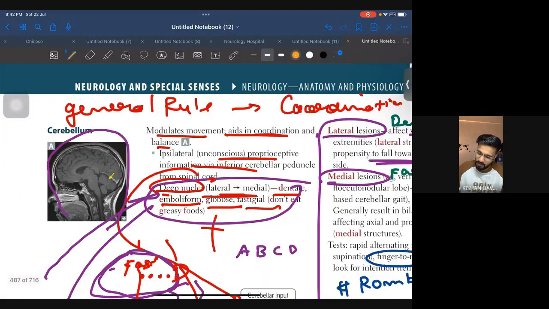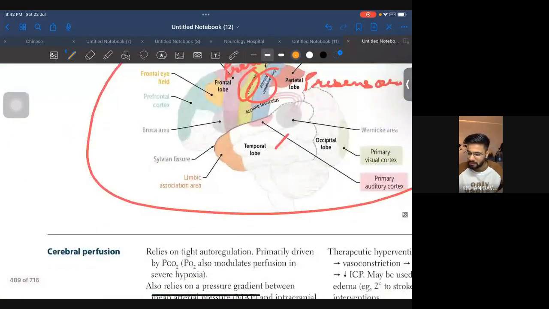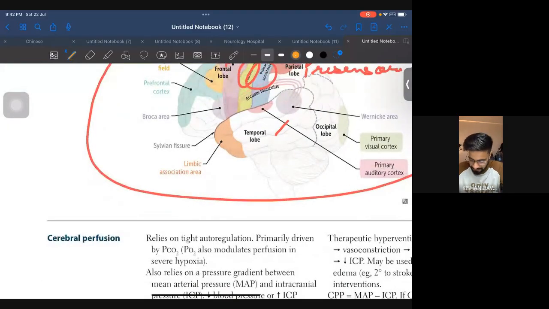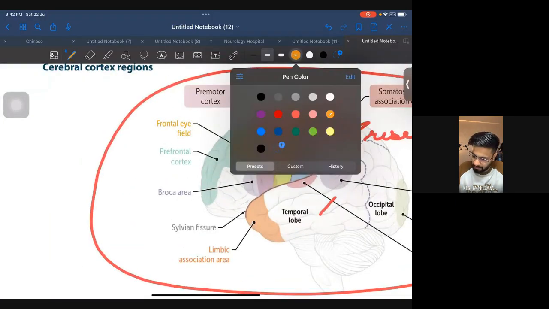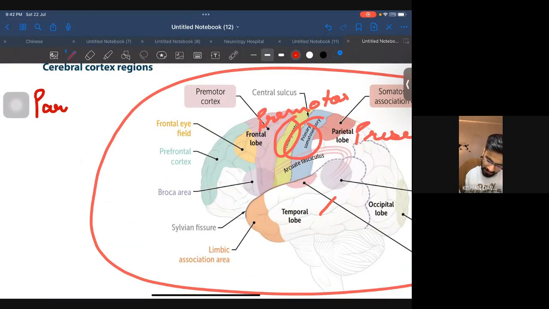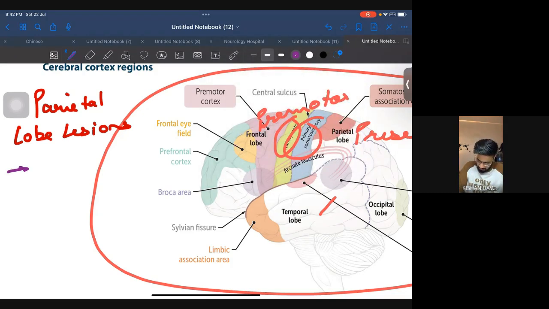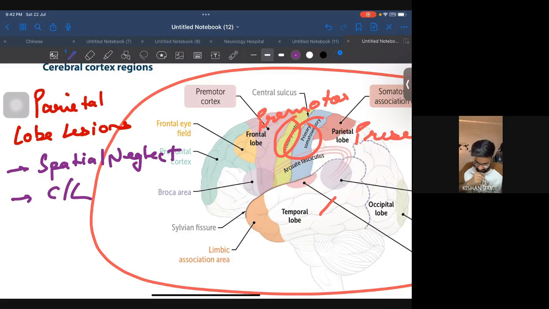Alright, let's move ahead. Coming back to our cerebral cortex, you have to remember all the regions over here. Another thing, one thing I'll tell you, they have not mentioned the parietal lobe regions. If there is a problem in the parietal lobe, it can cause spatial neglect. I'll explain how they will give it in the question. Spatial neglect is contralateral.